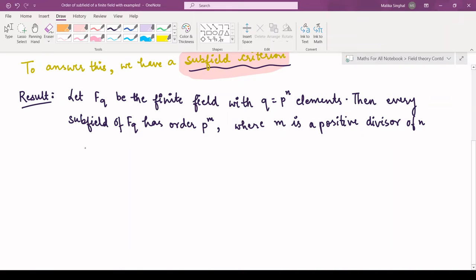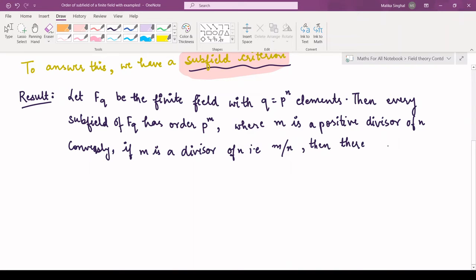Conversely, this is one part. If m is a divisor of n, that is, m divides n, then there exists exactly one subfield of this given field FQ with p to the power m elements.